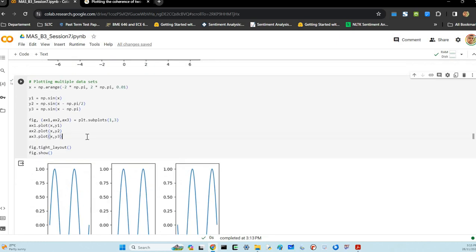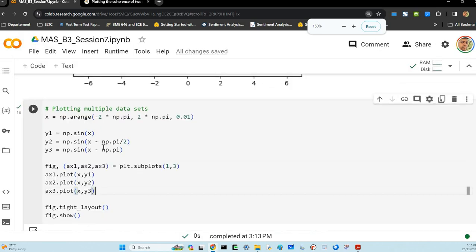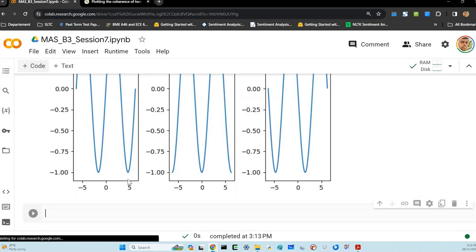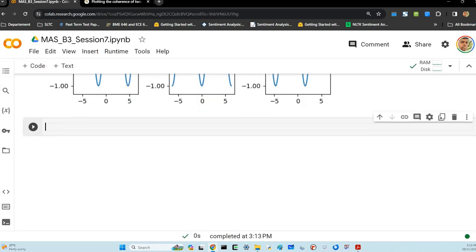Now that we have discussed various ways to create plots, let me create a bar graph. So let me define x.